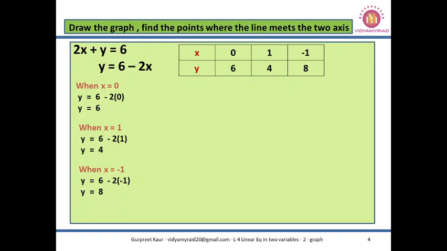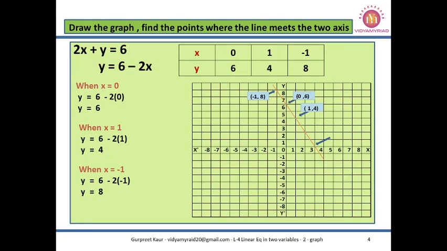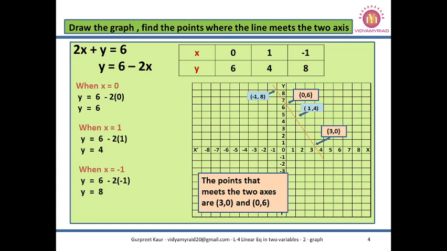So children, as I have told earlier, you are required to take a minimum of 2 points to form a straight line. To get more accuracy, take 3 to 4 points so that there is no confusion. Now if I want to plot a graph, it will be like this, and my question is to find out the points that meet the two axes. So the points are 0, 6 and 3, 0, which are meeting the x axis and y axis.